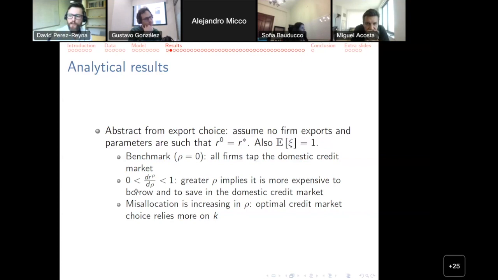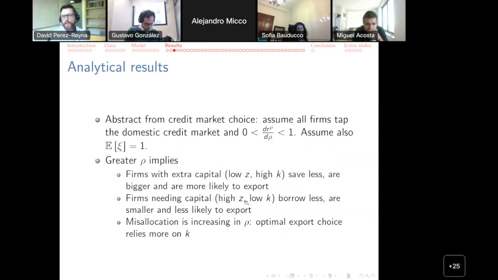When rho increases, we have some analytical results. We prove that it is more expensive for firms to borrow, in the sense that the domestic interest rate is increasing in rho, but it is also more expensive for firms to save domestically, in the sense that the interest rate minus the spread is decreasing in rho. And I'm going to claim here that misallocation is increasing in rho, in the sense that the optimal credit market choice is going to depend more on the initial level of capital rather than just the productivity.